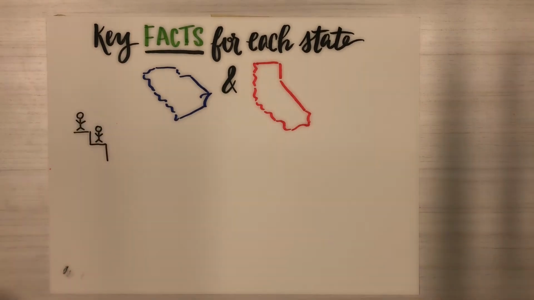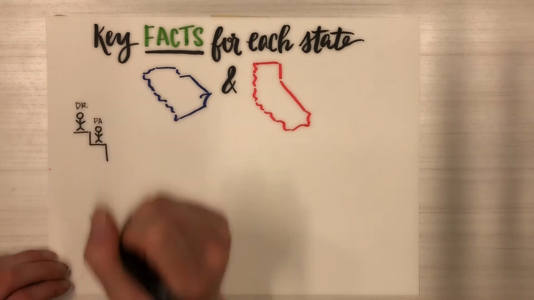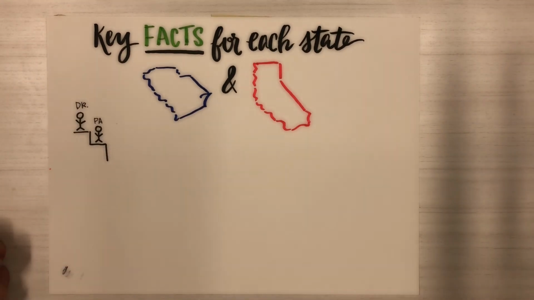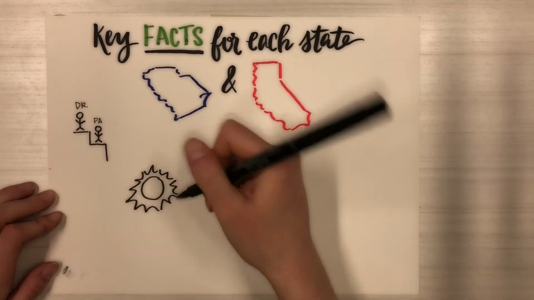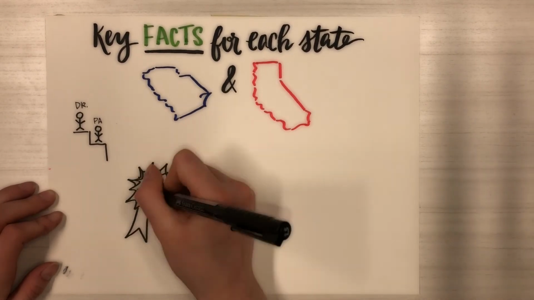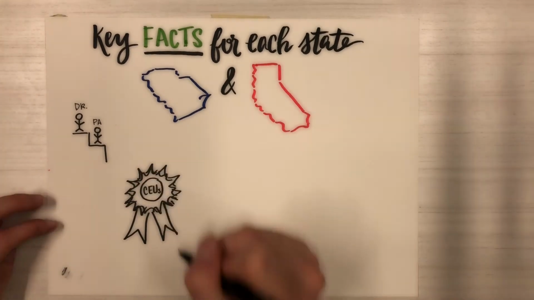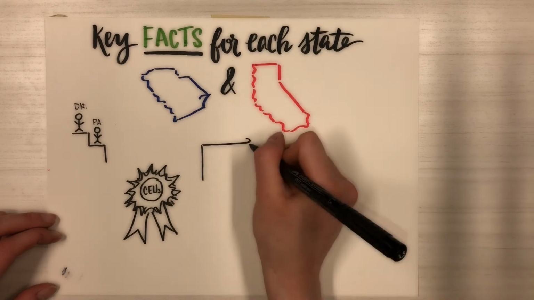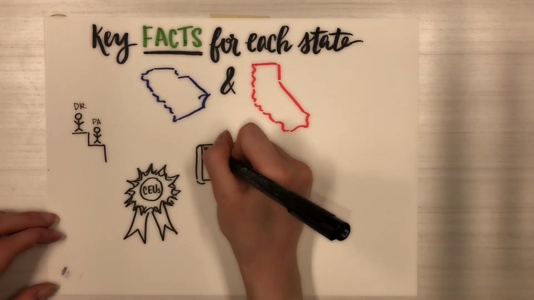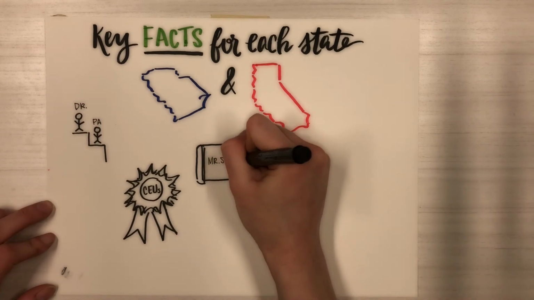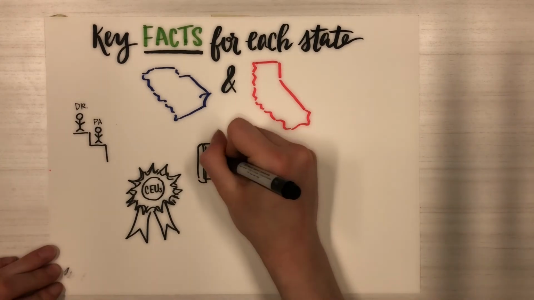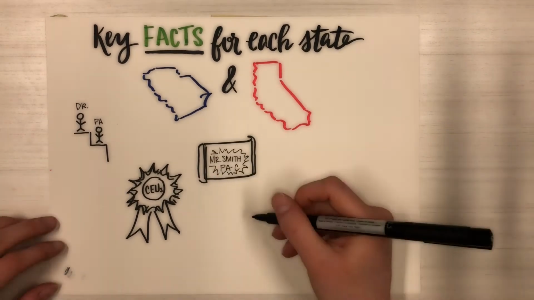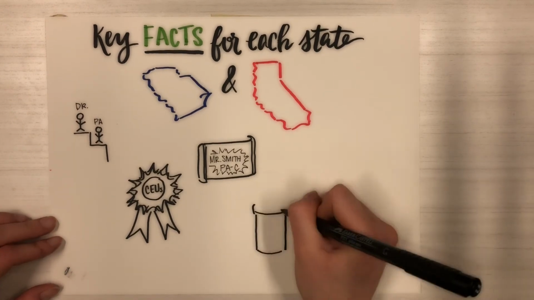Alright, some key facts for each state, starting with California. In California, you are able to have a supervising physician supervising 4 or fewer physician assistants. Whereas in South Carolina, a physician can only supervise 3 or fewer physician assistants. Moving on, for continuing education in California, the physician assistant must provide their continuing medical education for 50 hours every 2 years. Whereas in South Carolina, a physician assistant must do 100 hours every 2 years.